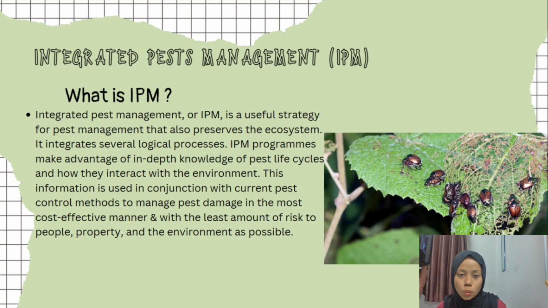Integrated Pest Management. What is IPM? Integrated Pest Management, or IPM, is a useful strategy for pest management that also preserves the ecosystem. It integrates several logical processes. IPM programs take advantage of a deep knowledge of the pest life cycle and how pests interact with the environment. This information is used in conjunction with current pest control methods to manage pest damage in the most cost-effective manner and with as little risk to people, property, and the environment as possible.